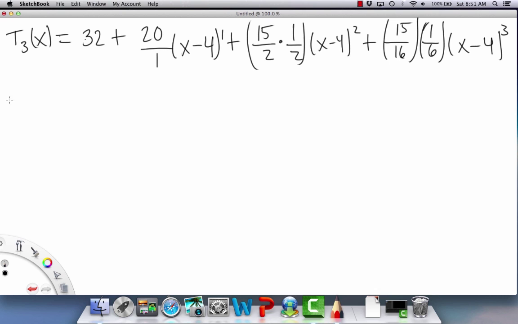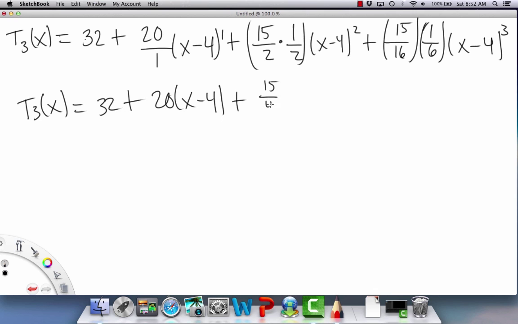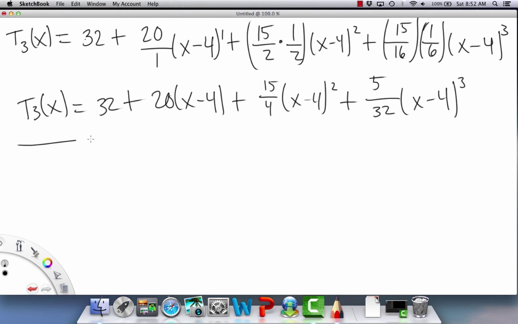So let's just simplify, and our final answer is going to be 32 plus 20 times x minus 4 plus 15 over 4, x minus 4 squared, plus, and then this simplifies down to 5 over 32, and then times x minus 4 to the 3rd. Okay, so this is our final answer. This is the third Taylor polynomial for our given function and our given a. Okay?